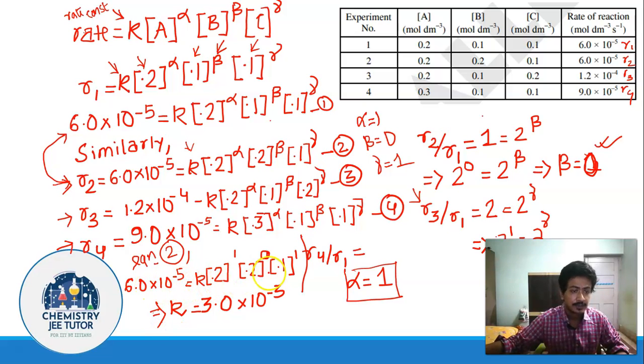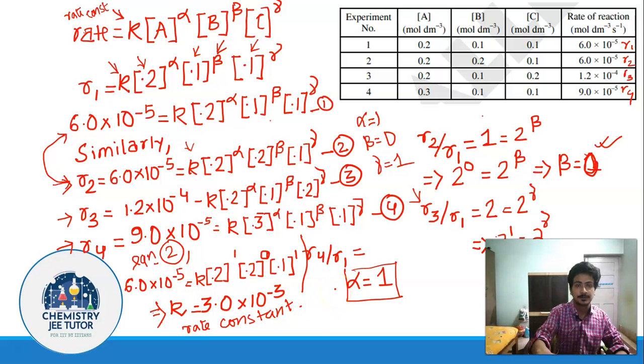You are going to obtain the value of k by plugging in the values of alpha, beta and gamma in equation 1, 2, 3, 4, whatever you want. You plug in the values in any one of the equations, you are going to get the value of the rate constant. So once you have got the value of the rate constant, half of your problem is done. Not even half, 3/4 of your problem is done here.